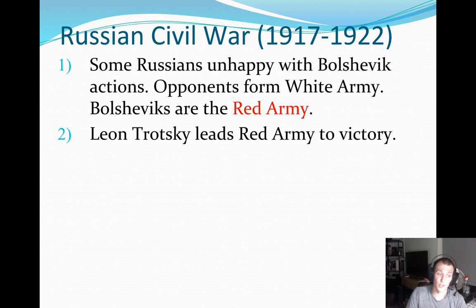You're going to have the red shirts versus the white shirts. The red shirts are the Reds. They're the communists, led by Leon Trotsky in particular. You're going to then also have the white army, which is kind of everybody else, even an international community. America, believe it or not, is going to help the white army after World War I. You're going to have actual boots on the ground in Russia. So that's a big deal as well.